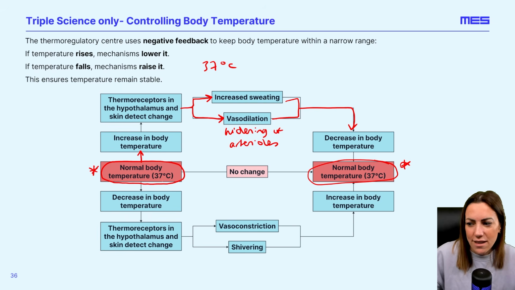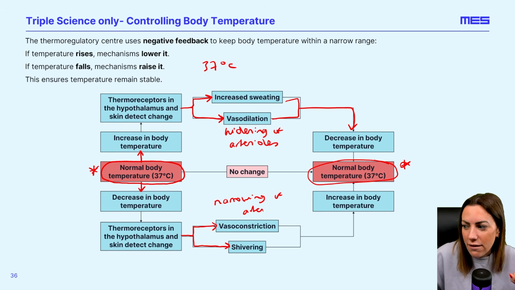Okay, now the converse of this, if there is a decrease in body temperature, so it's a very, very cold day, we're outside, we don't have a coat on, the thermoreceptors in the hypothalamus, in the brain, and the thermoreceptors in the skin will detect this change. And remember, the thermoreceptors in the skin will send the electrical impulses into the thermoregulatory center in the hypothalamus, so it has all the information to coordinate the response. The two main things that will happen: shivering, which is basically really rapid muscle contraction, and vasoconstriction, which is a narrowing of arterioles.